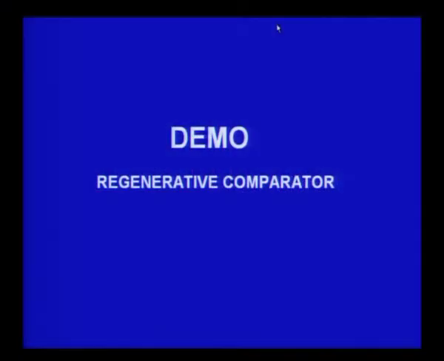So, what we saw is a demonstration of the regenerative comparator, where the input was given as a sine wave and the output is fed back as a positive feedback through a resistor network R1 and R2, and when we changed one of the potentiometers, the output was also changing. That means the reference point was changing, and therefore it will have some effect on the output period or the frequency of the square wave.